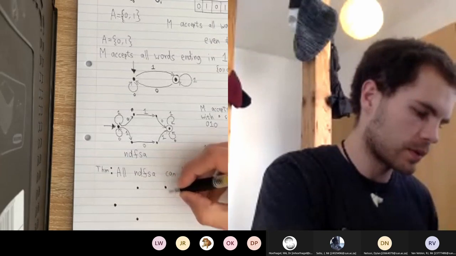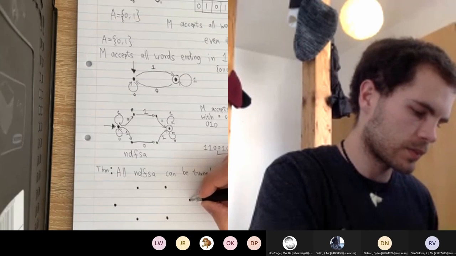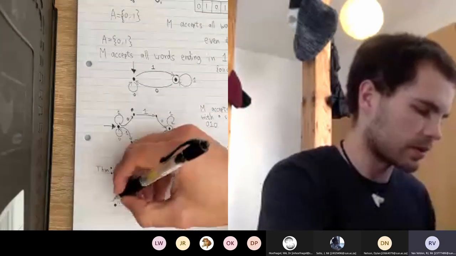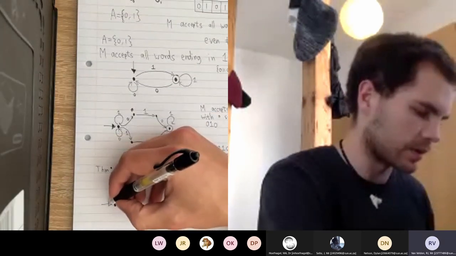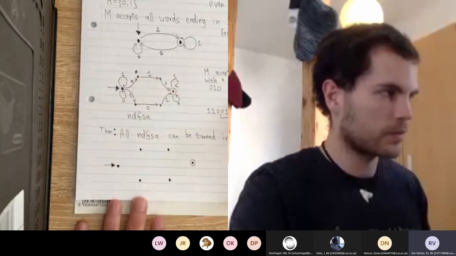So I'll just try and draw it here. Our accepting state is still there, and our starting state is still over here. You can move a bit up again, Lourens, please. Thanks. Yeah. Perfect.